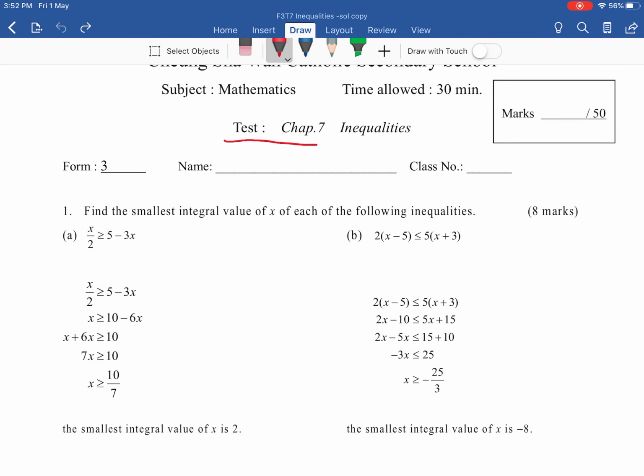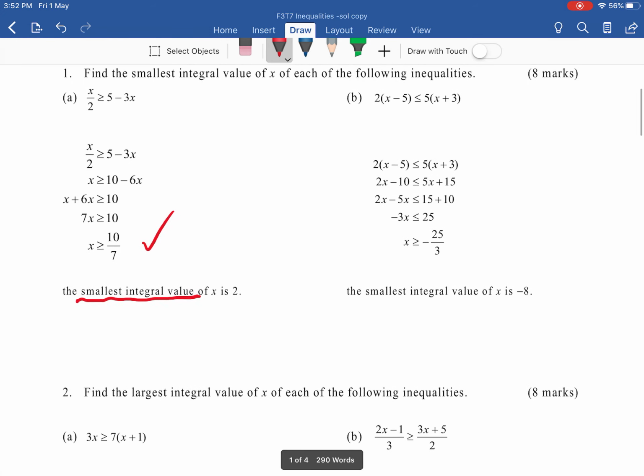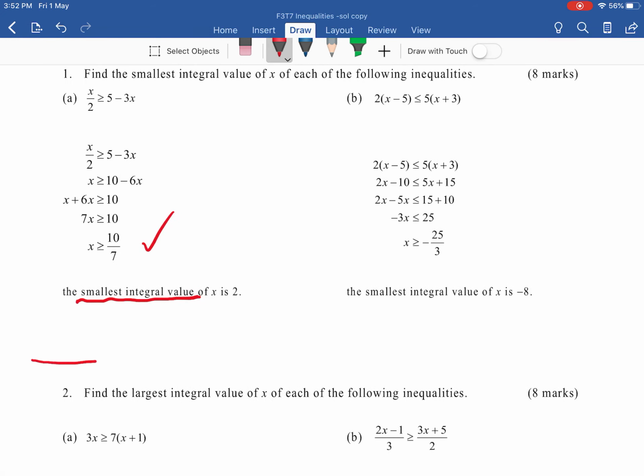Okay, let's look at the test last Monday, chapter 7. This chapter is very easy, but some students make careless mistakes, or they do it carelessly and then they do not get good marks. Let's see. Most students can get this answer, okay? But they do not know what the smallest integral value of x is, or they just misunderstand it.